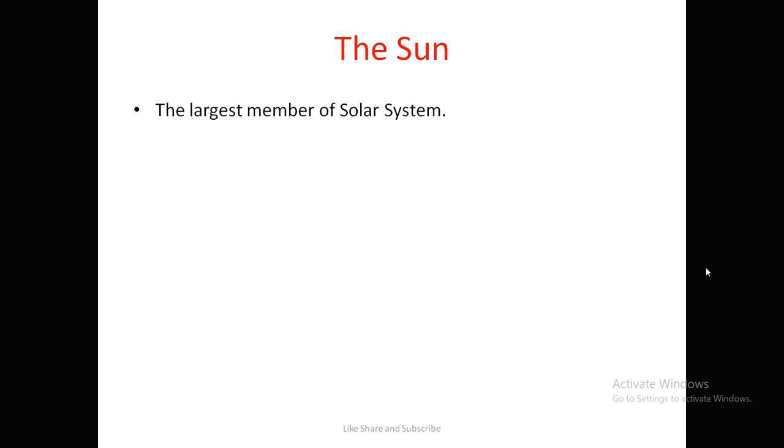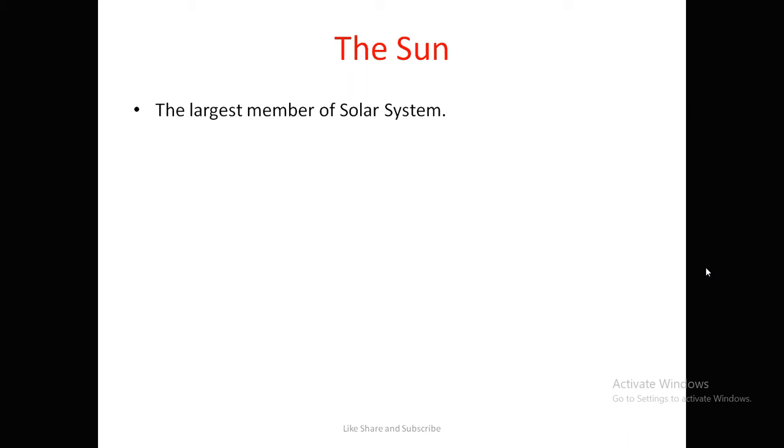Different aspects of the sun, what is the distance, what is the diameter of the sun, and all these things will be discussed in this slide. Let us see the largest member of the solar system. Yes, of course, this is the main member of the solar system.